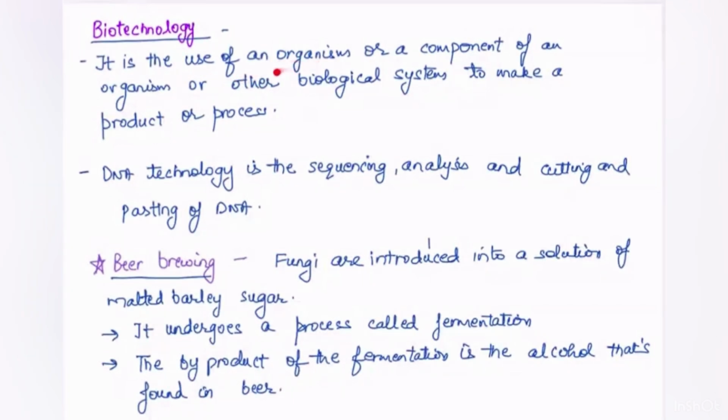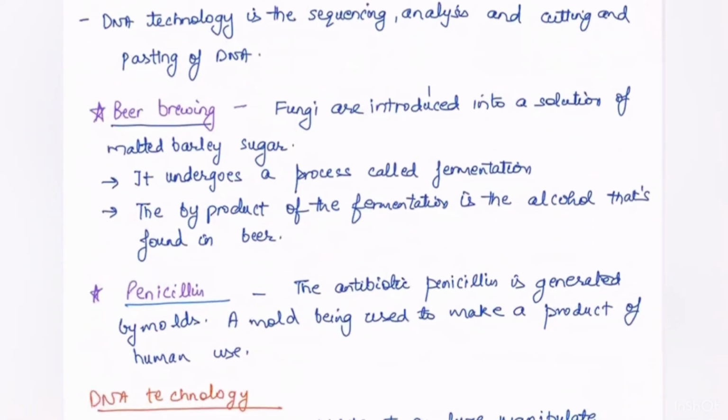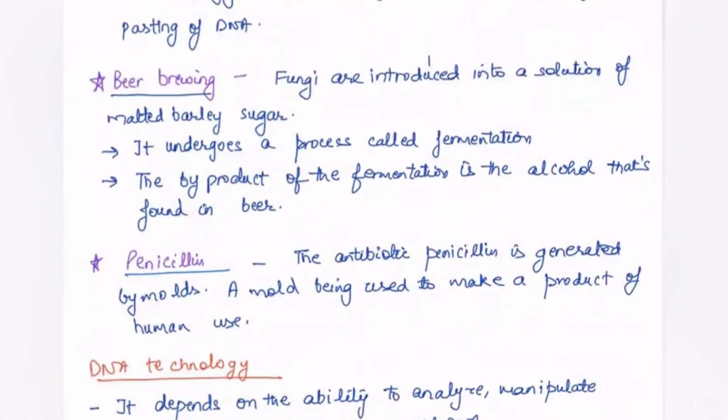It is the use of an organism or a component of an organism or other biological system to make a product or process. Since it uses DNA, the most important fact in biotechnology is recombinant DNA biotechnology. So DNA technology is the sequencing, analysis, and cutting and pasting of DNA.